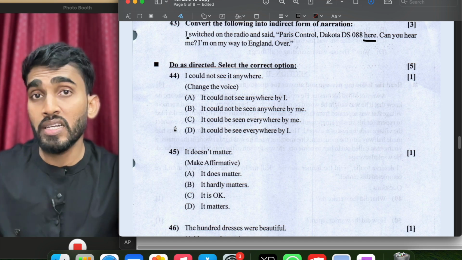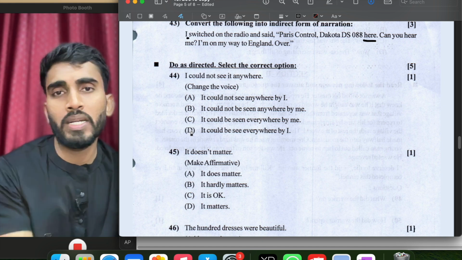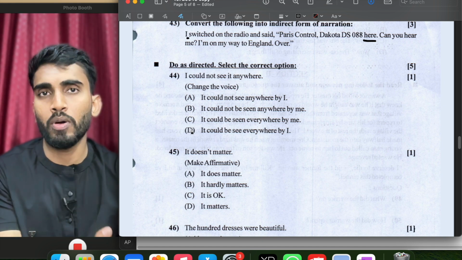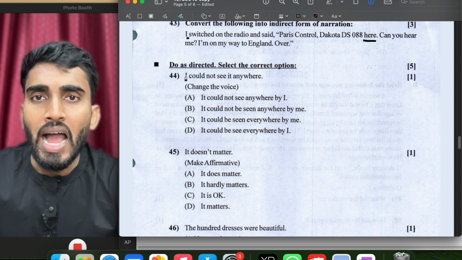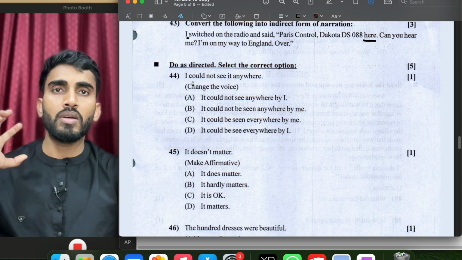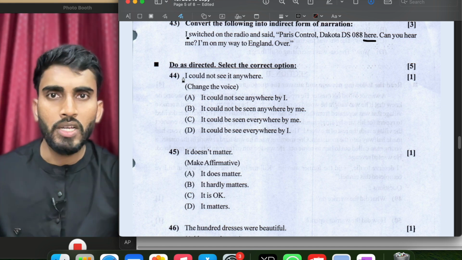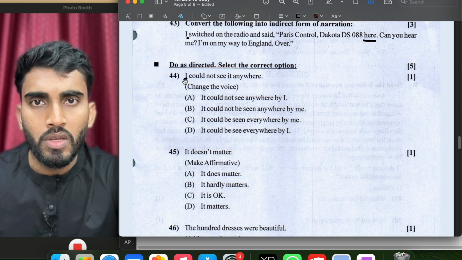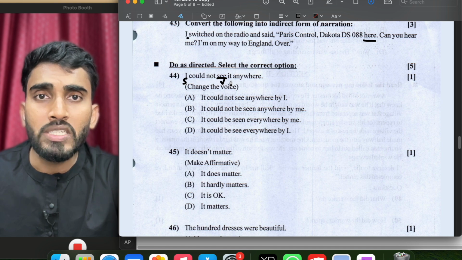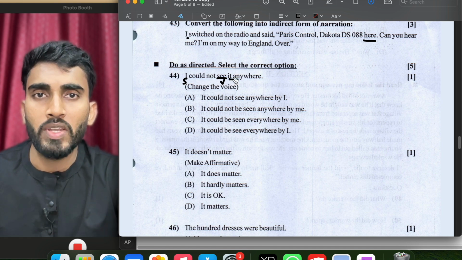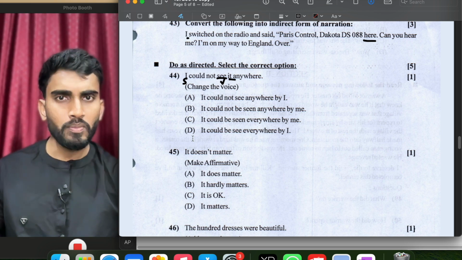One is active voice and the other is passive voice. Active voice means subject plus verb plus object, and passive voice means object plus verb plus subject. So here you can see, I could not see it anywhere. I means the person who is doing some action, some verb, that is the subject. So here I is the subject. Could not see, to see, that means the verb, and what I could not see, it, that is the object, right? So this is the active voice. We have to convert it into passive voice.